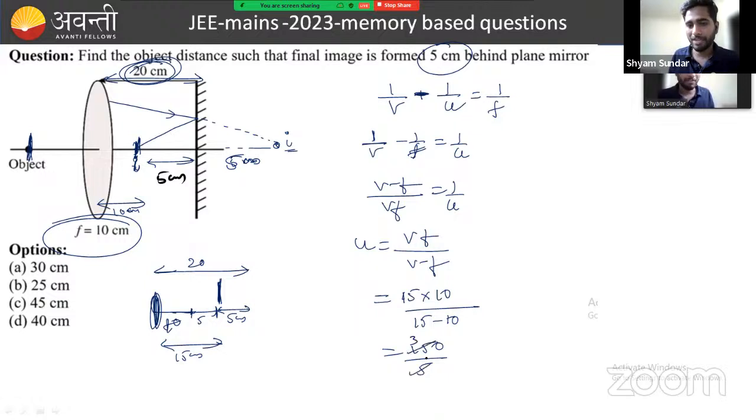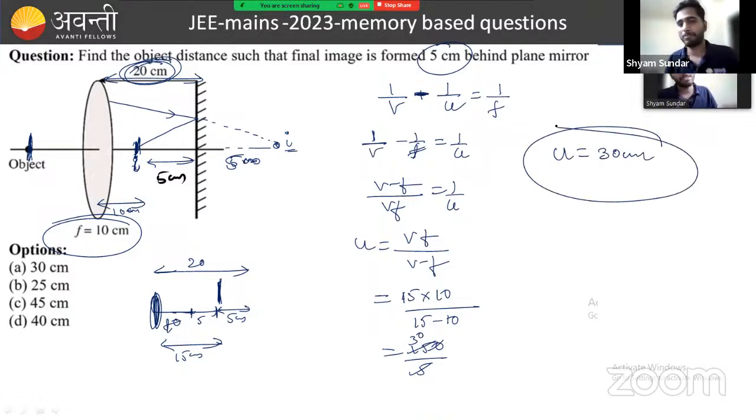5 ones are 5, 5 threes are 15. Means the object distance should be 30 centimeter. Object distance should be here 30 centimeter. Hence the correct option will be here, option A. Cool. May I know, is it clear for everyone?